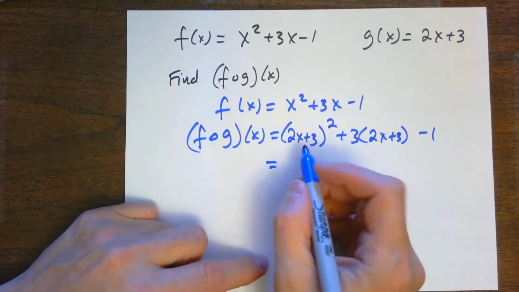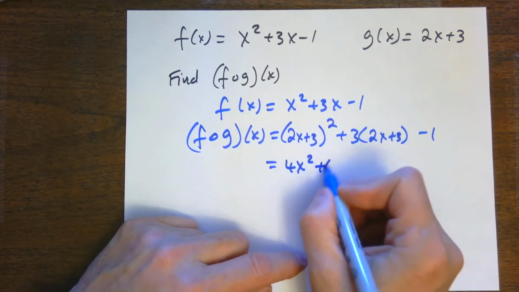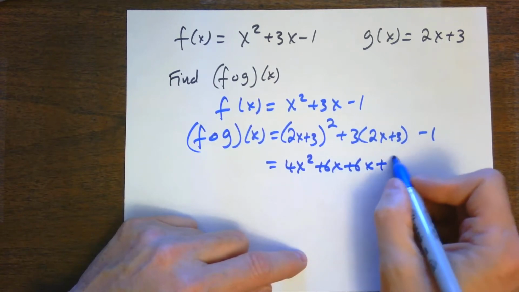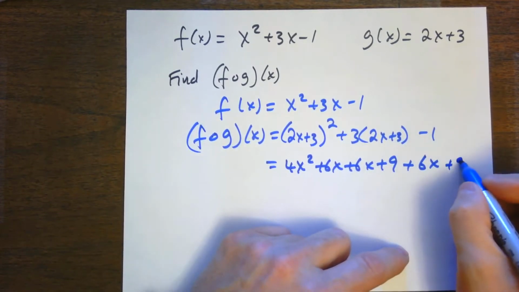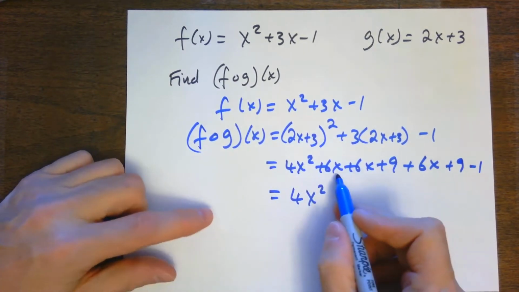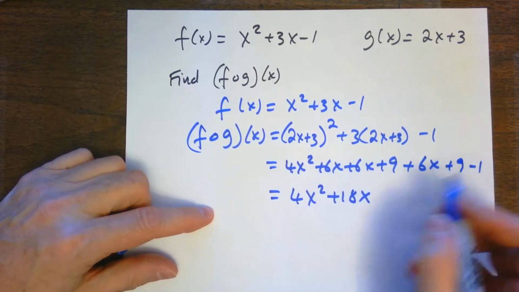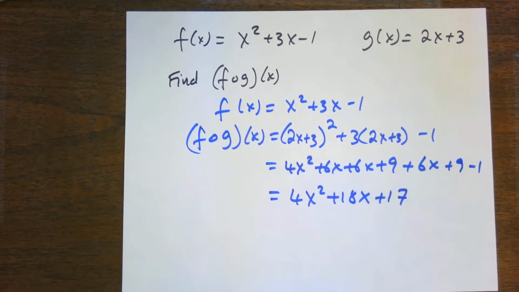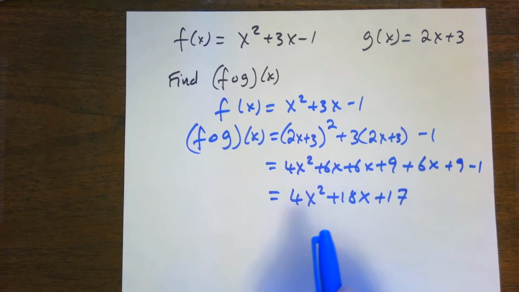If I FOIL this out, I'm going to get 4x squared, 2 times 3 is 6x, and another 6x, and then a 9. Distribute the 3: 3 times 2x is 6x, plus 9, minus 1. Simplify, combine like terms, write it in descending order. 9 and 9, 18, minus 1, plus 17. Now, since the domains of f and g are all real numbers, the domain of my new function would be all real numbers as well.